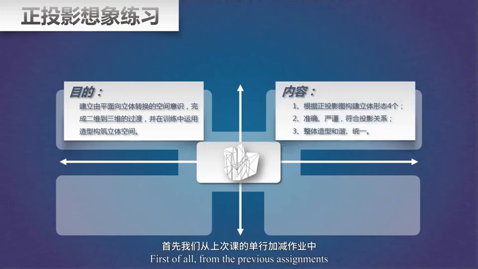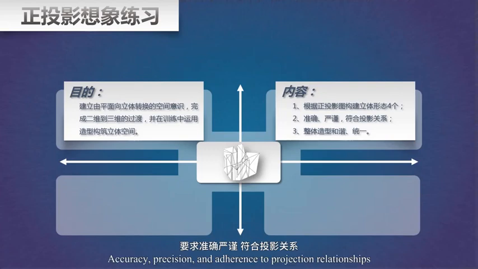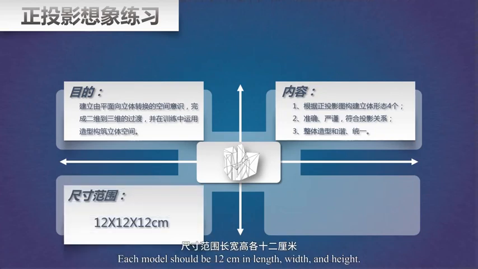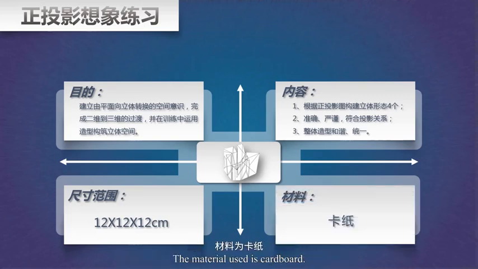First of all, from the previous assignments, select one as the orthographic projection image and design 4 3D models based on it. Accuracy, precision, and adherence to projection relationships and overall harmony of the design is required. Each model should be 12 cm in length, width, and height. The material used is cardboard.